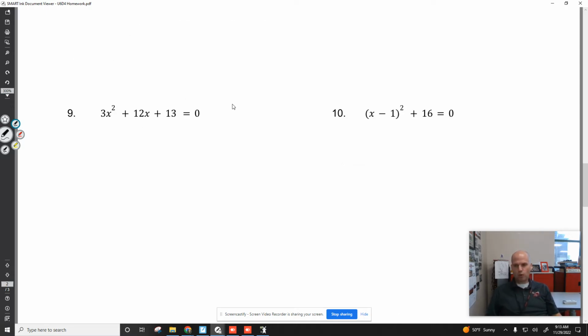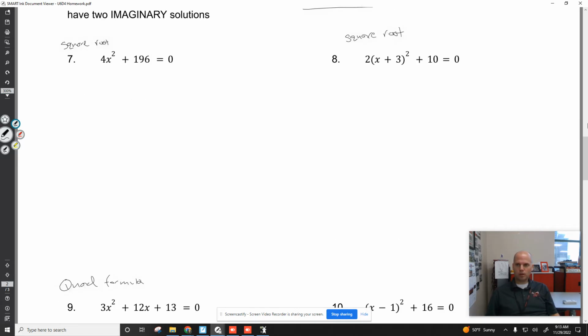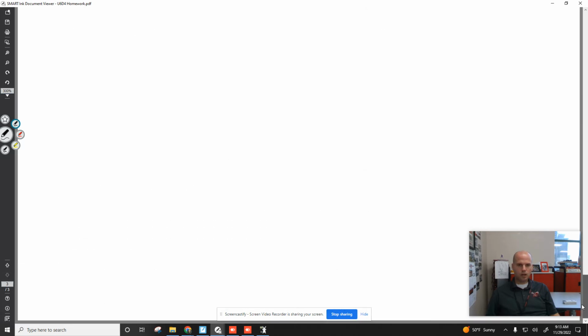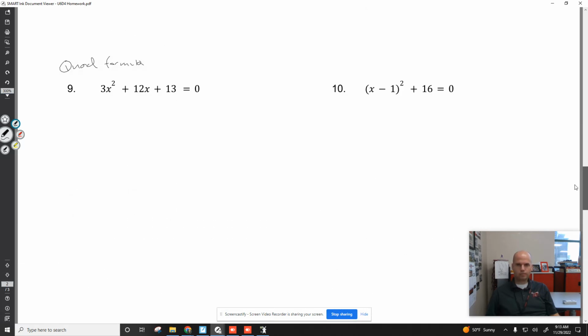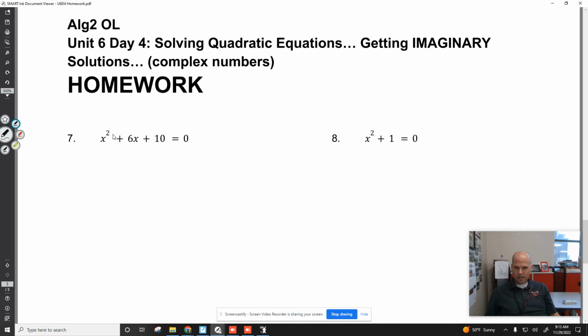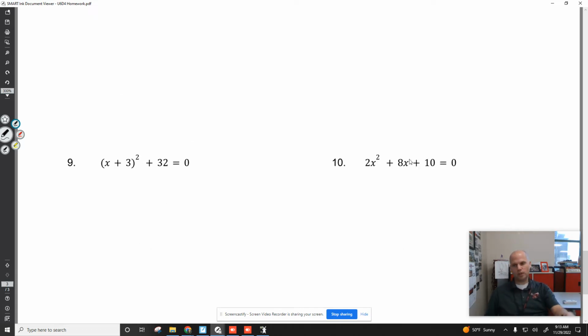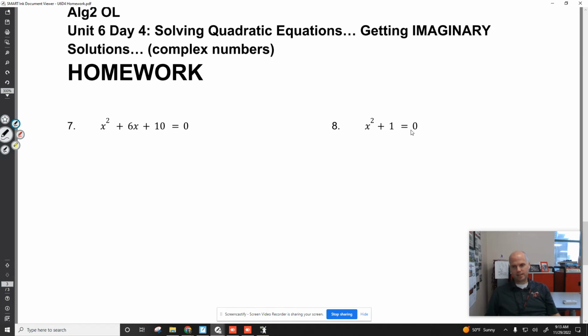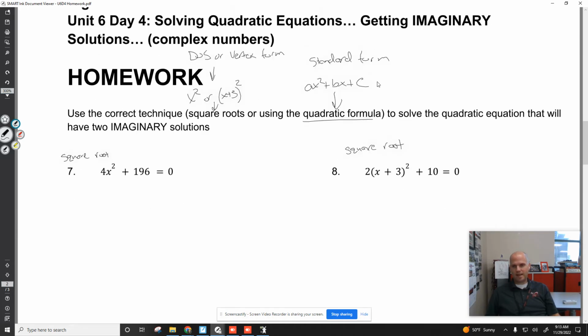This is standard form. It's ax squared plus bx plus c. So this is where I'm going to use the quadratic formula, which I didn't put down on your homework, but you had it in your notes. Okay, I'll write it down. Going to use the square root again here. Standard form, quadratic formula, square roots, quadratic formula. Okay, and that's it.